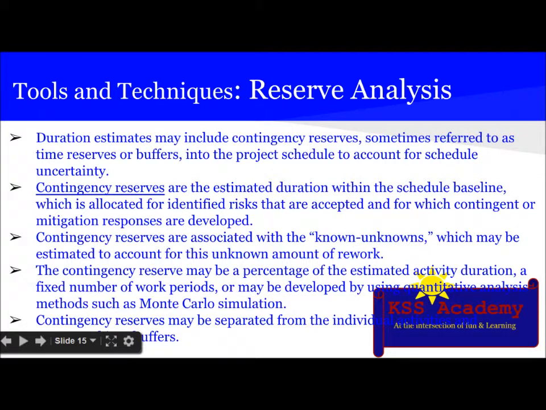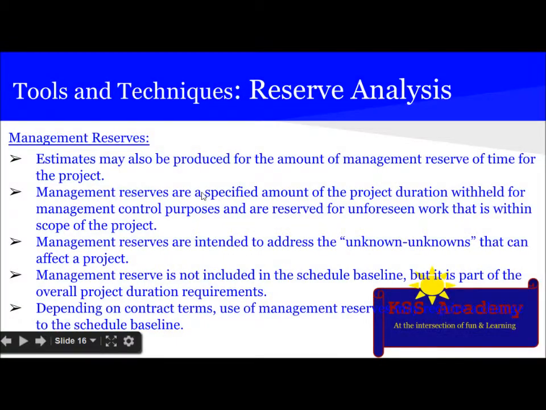This is known unknown, which may be estimated to account for an unknown amount of rework. The contingency reserves may be a percentage of the estimated activity duration, a fixed number of work periods, or may be developed by using quantitative analysis methods such as Monte Carlo simulation. Contingency reserve may be separated from the individual activities and aggregated into buffers. Estimate may also be produced for the amount of management reserve of time for the project.